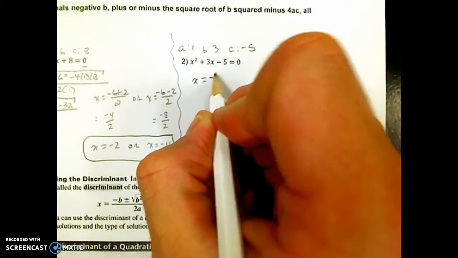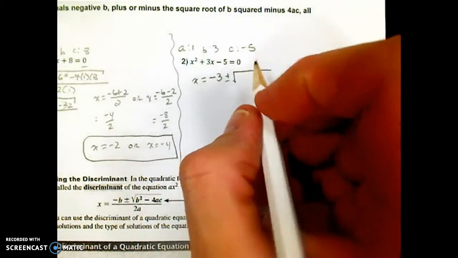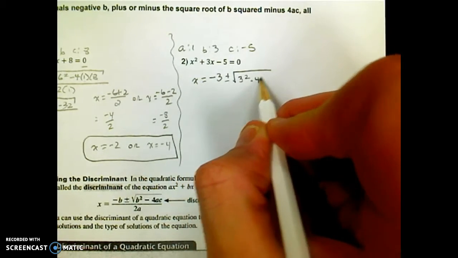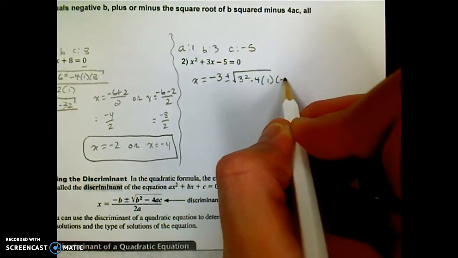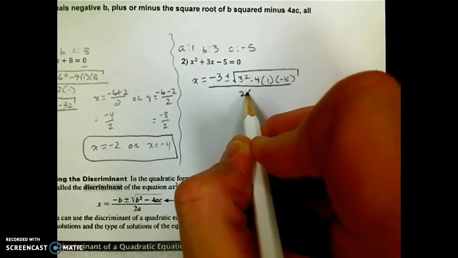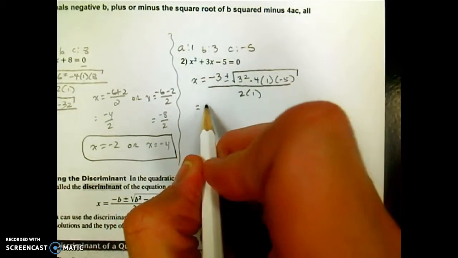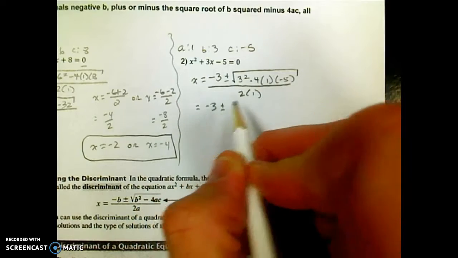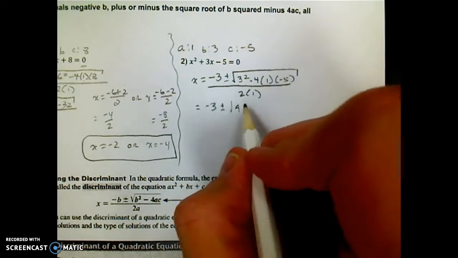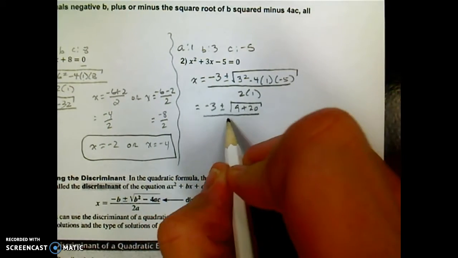So x equals the opposite of 3 plus or minus the square root of 3 squared, and then minus 4 times a, which is 1, times c, which is negative 5, all over 2 times 1. So negative 3 plus or minus the square root of 9, negative 4 times negative 5, that's positive 20, over 2.